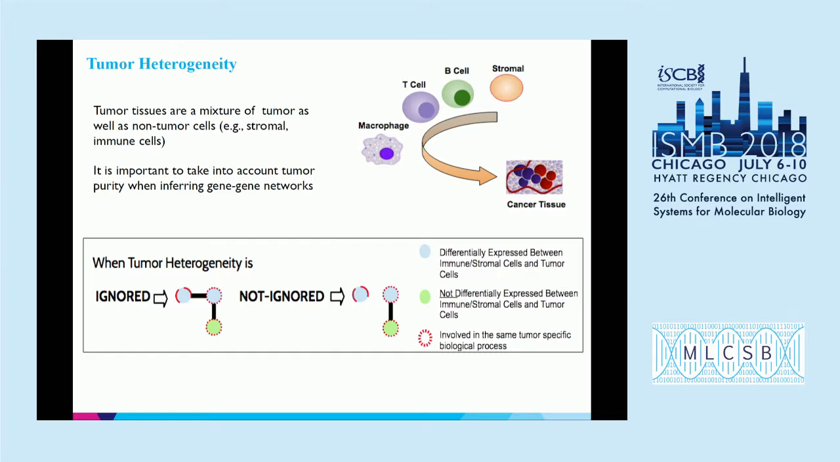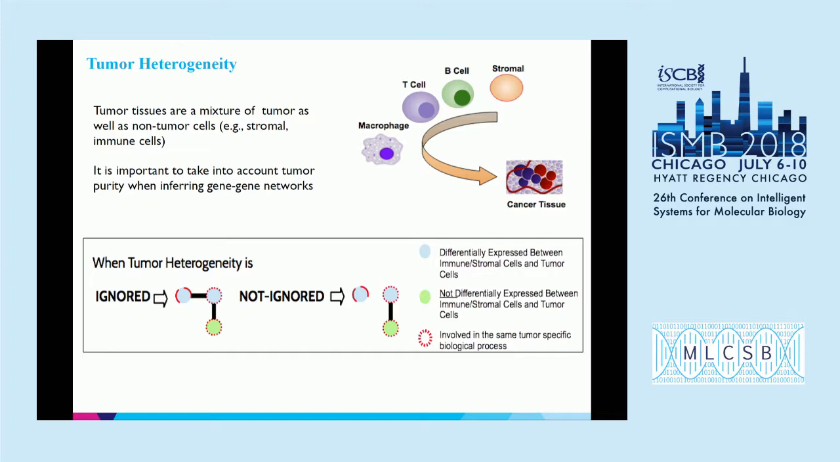Everybody knows that tumor tissues are a mixture of tumor cells as well as non-tumor cells. We have a variety of cells that infiltrate the tumor tissue, like stromal cells, B cells, T cells, macrophages. And it's important to take this into account, the tumor purity, when constructing a co-expression network. Why is that? Let's assume that we have 3 genes. The light blue genes are differentially expressed between non-tumor and tumor cells, and only these 2 genes are expected to be co-regulated, co-expressed in tumor tissue.